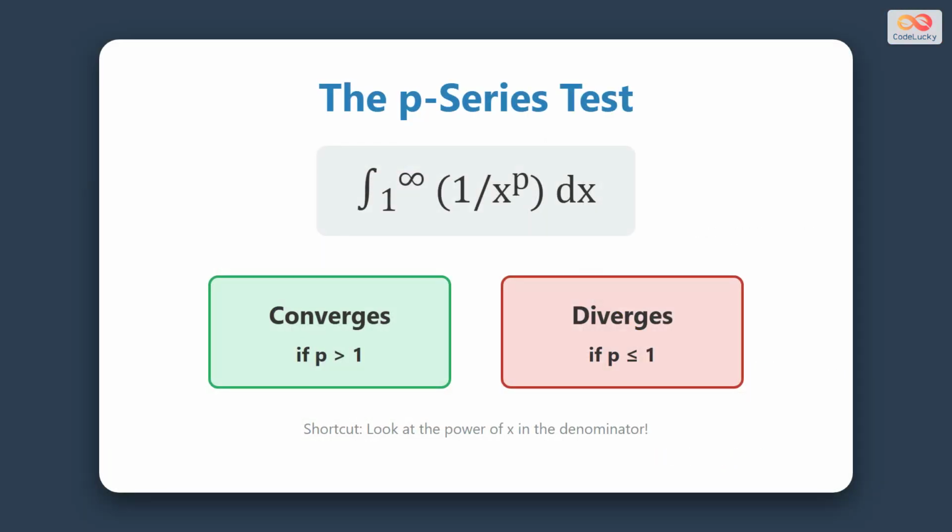There is a handy shortcut called the p-test for integrals of the form 1 over x to the power of p. If p is strictly greater than 1, the integral converges. If p is less than or equal to 1, it diverges. This allows you to determine convergence just by looking at the exponent.